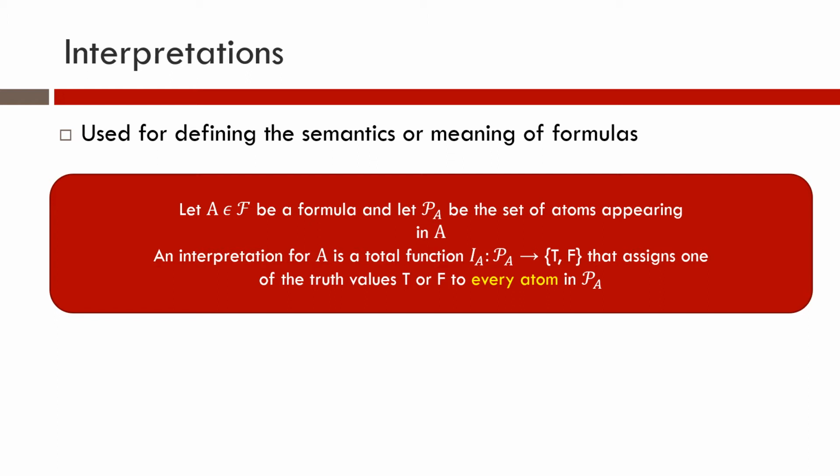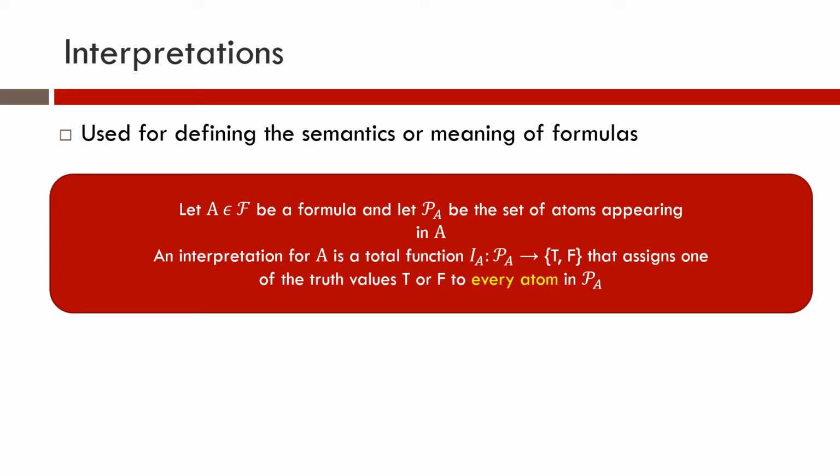So, the definition of interpretation is like, let A, an element of F, be a formula. Hope you remember that F is the set of all formulas in propositional logic. A is some formula in the propositional logic. So A is an element of F. And let PA be the set of atoms appearing in A. It is the set of atoms appearing in the formula A.